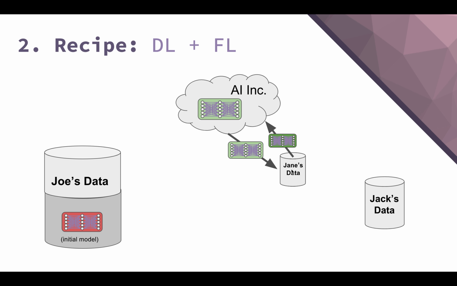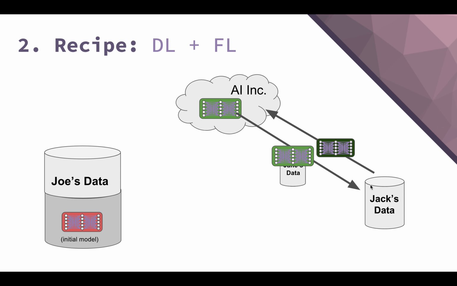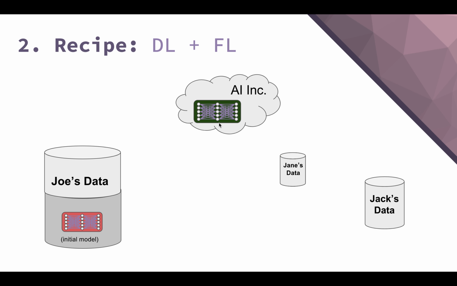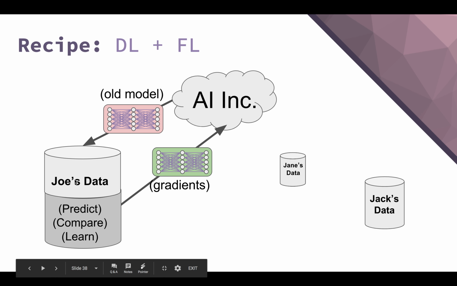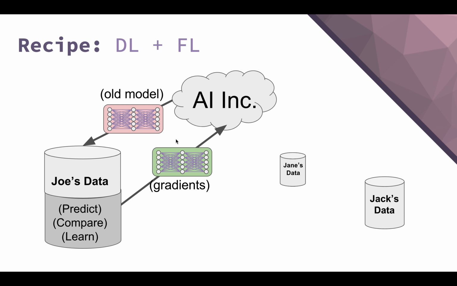This will be done with Jane's data, and as you can see, the model continues to evolve and become smarter. This will be done with Jack's data, and now all of a sudden we have a very smart model that AI Inc. has in its possession, and this is based on the data that has been donated at this point to AI Inc.